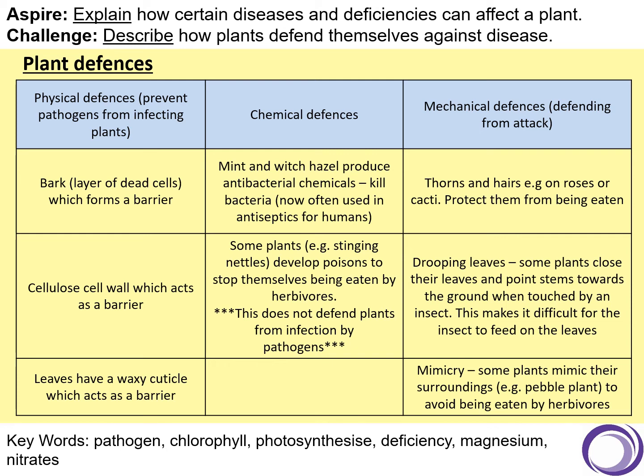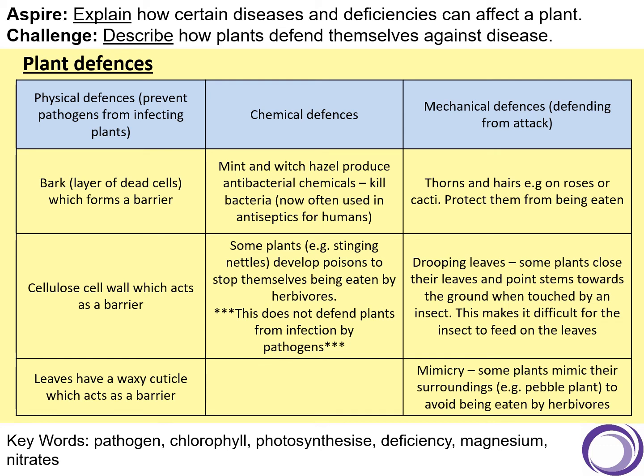Chemical defences: mint and witch hazel produce antibacterial chemicals that kill bacteria, and this is now often used in antiseptics for humans. And then some plants, such as stinging nettles, develop poisons to stop themselves from being eaten by herbivores, but please note that these do not defend plants from infections by pathogens.